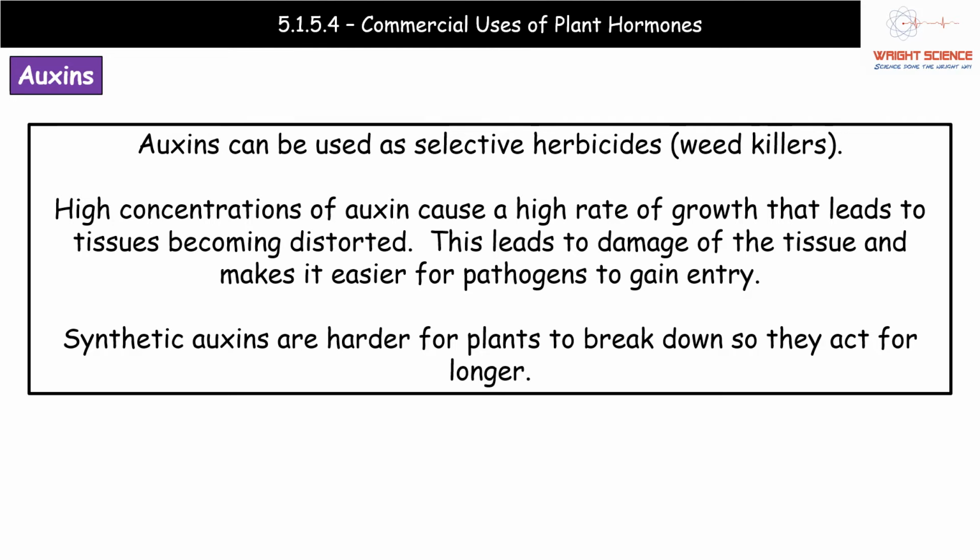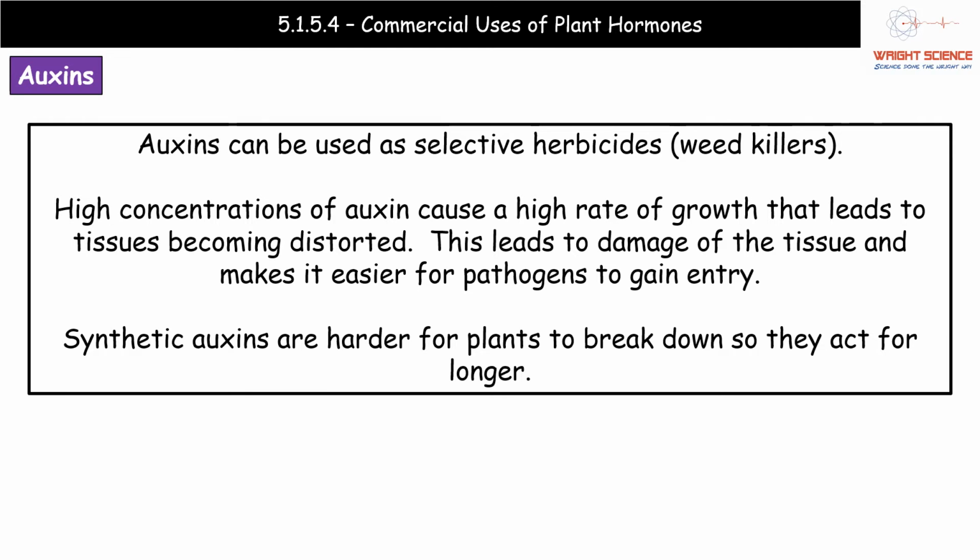So the reason it's selective is because it doesn't affect all plants. Things like your grasses should be absolutely fine, but any of those broader leaf things like dandelions will be affected by that high concentration of auxin and eventually they are going to die.